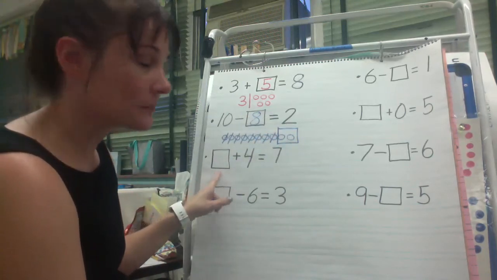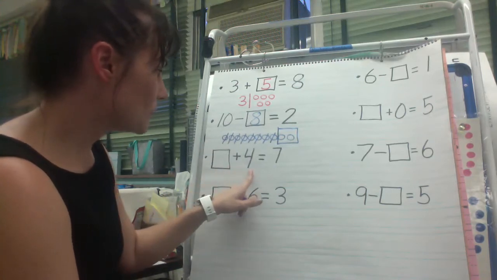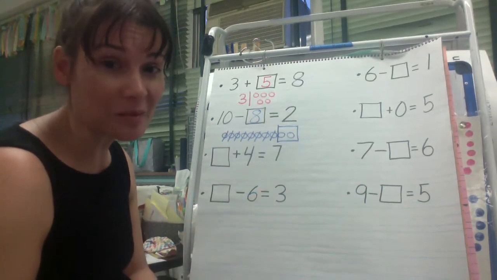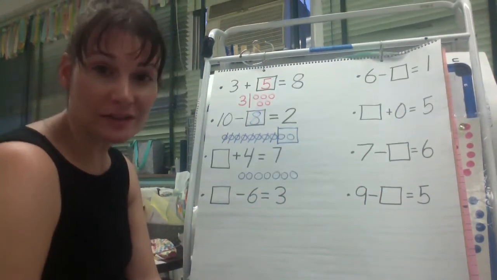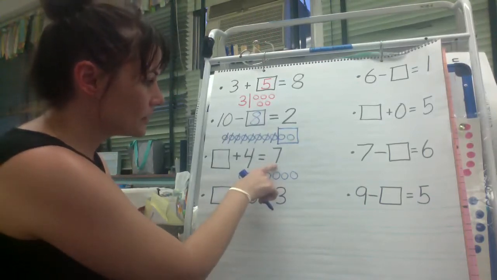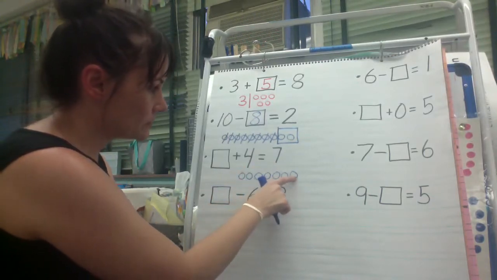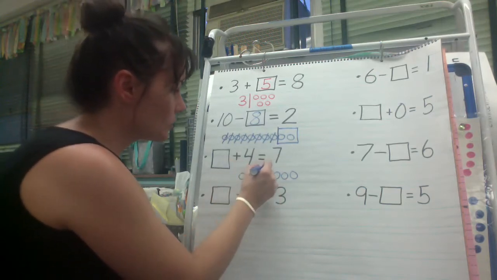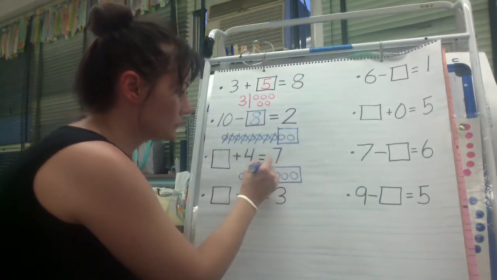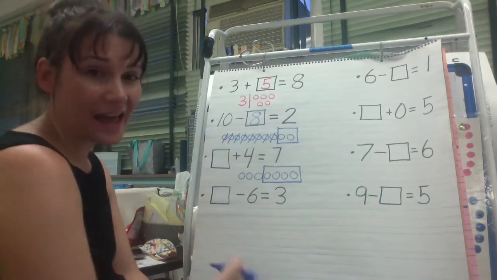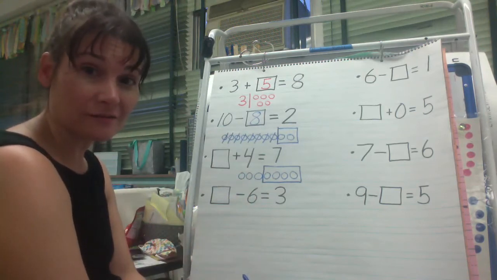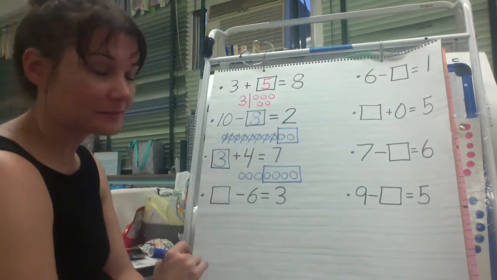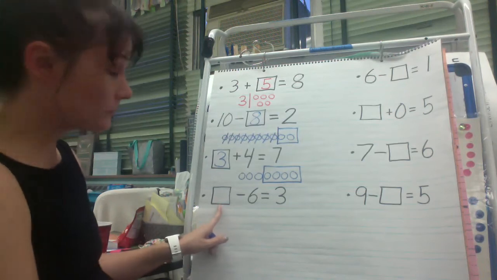How about this one? Something plus 4 equals 7. Pause the video, solve your problem. Great thinking. So I know I'm going to end with 7, so I've drawn 7 counters. I know 4 is the part that I know, so I'm going to go ahead and box my 4. So how many did I have to add to my 4 to get to 7? 3. Great thinking, guys.